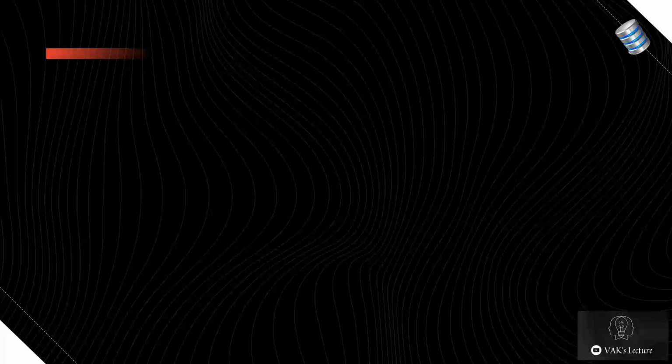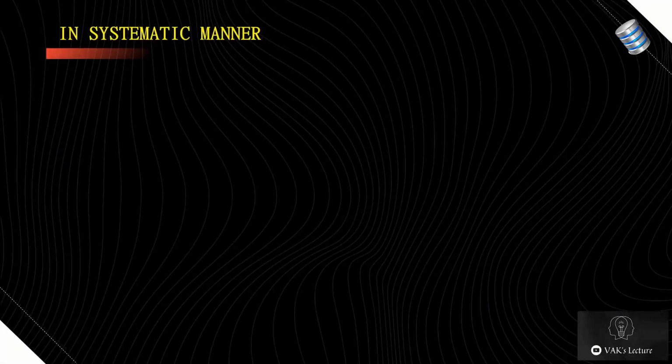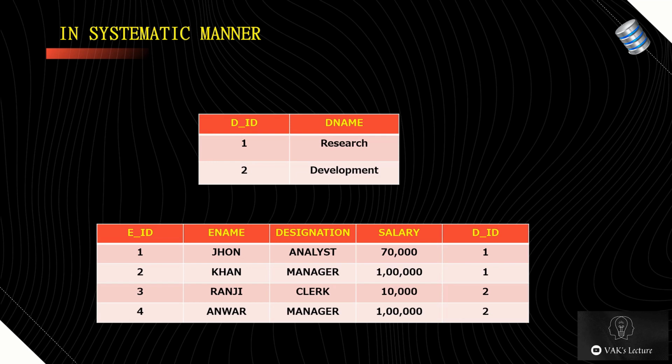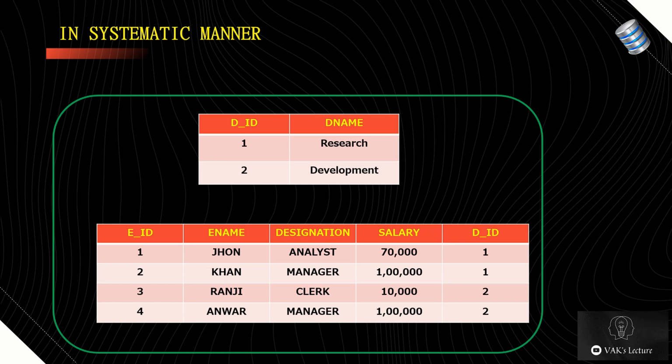In a database, data is stored or arranged in a systematic manner. Data is stored in tables in rows and column format. Data is not stored anyhow. Let us see an example of a database. So, this is an example. We have considered a small database of a company. There are two tables present in it. One is a department table and the other one is an employee table.